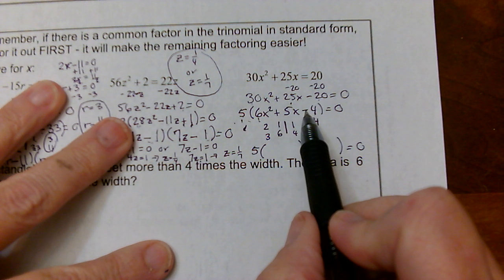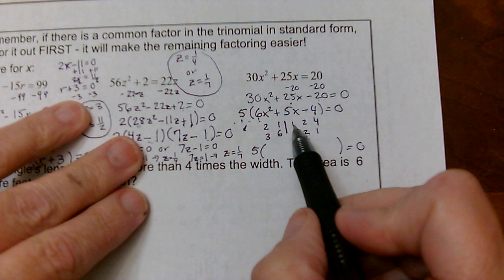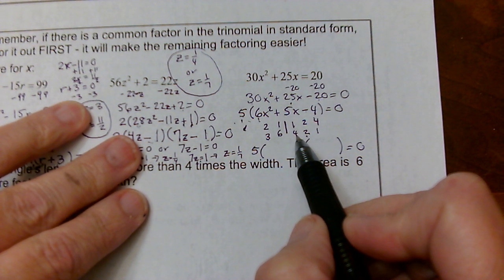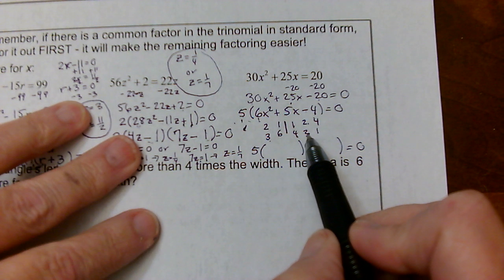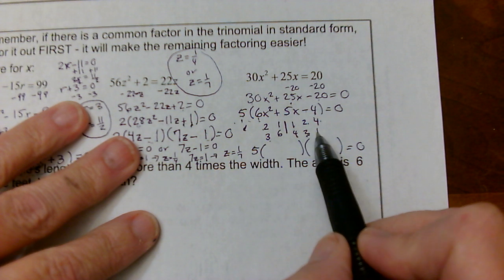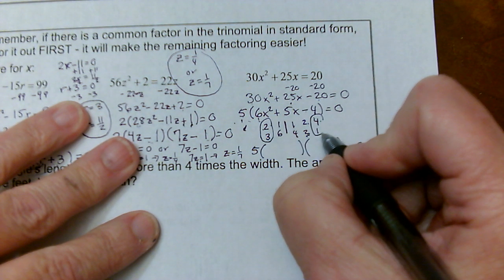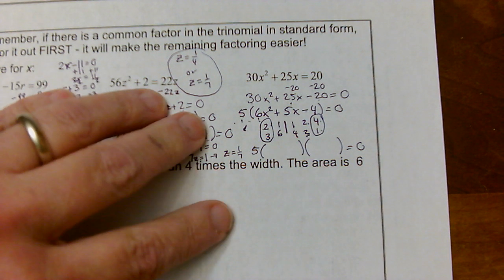So I'm looking for products that subtract to give me 5. 2 times 1 is 2, 3 times 4 is 12, 12 minus 2 is not 5. 2 times 2 is 4, 3 times 2 is 6, 6 minus 4 is not 5. 2 times 4 is 8, 3 times 1 is 3, 8 minus 3 is 5. So I'm using the 2 and the 3 with the 4 and the 1.